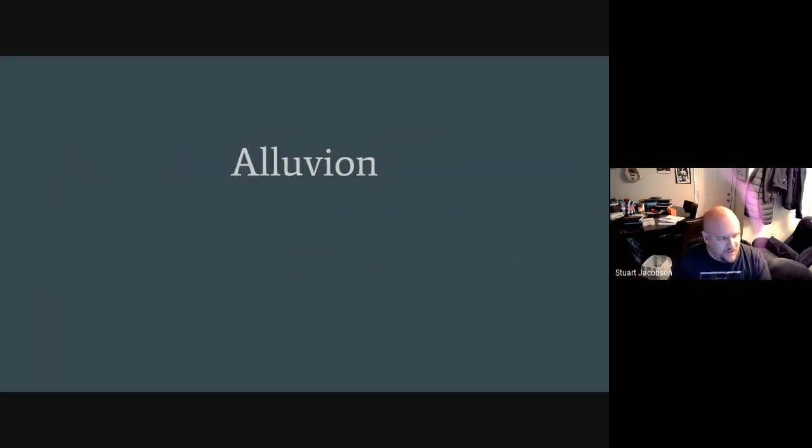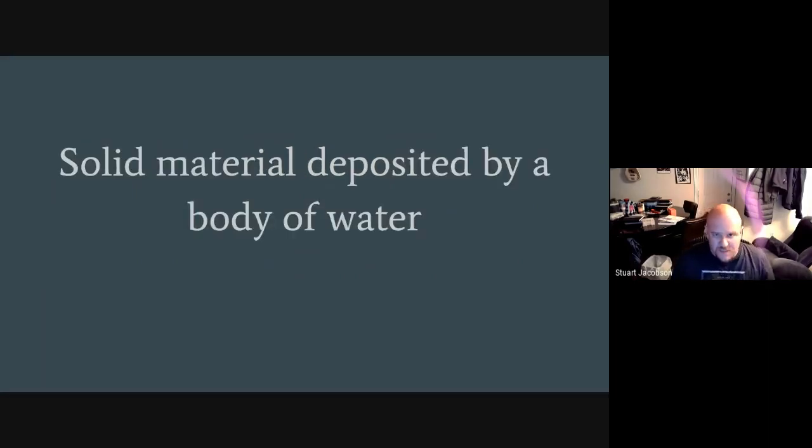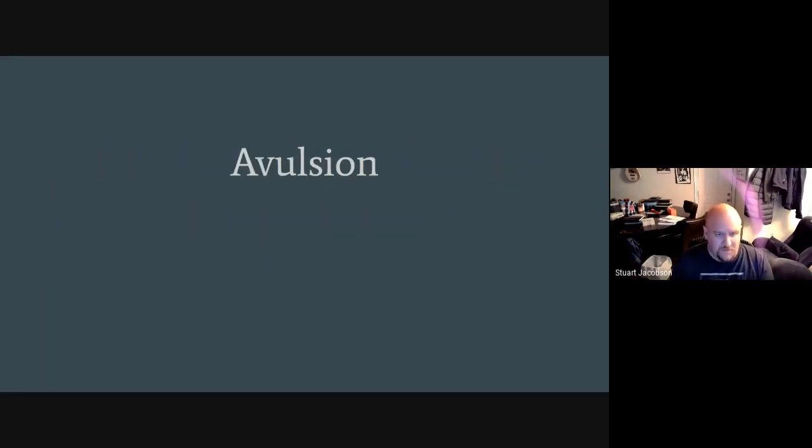Alluvium. I just said what this was when we were talking about accretion. This is solid material deposited by a body of water through the process of accretion. Okay, so they go hand in hand. Again, opposite of erosion.